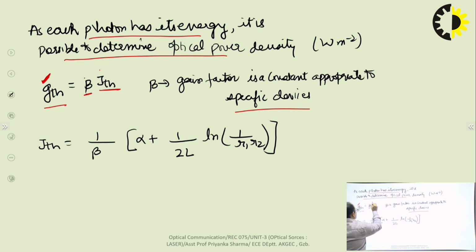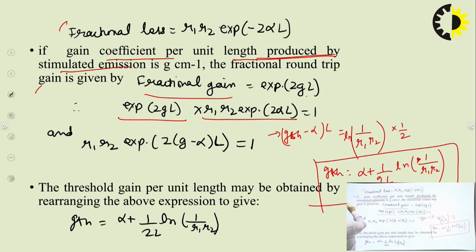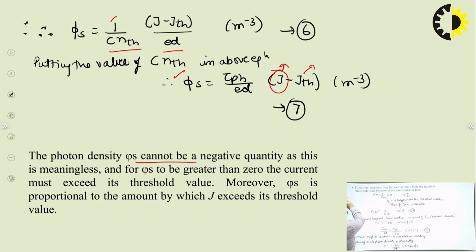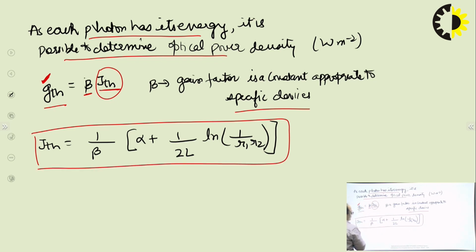So just put the value. The minimum threshold density JTH is equal to 1 upon beta into GTH, and put the value of GTH. As we know, the threshold gain which we required is alpha plus 1 upon 2L into natural log of 1 by R1 into R2. Put this value here. So we will have the minimum threshold current density required, that is equal to 1 upon beta, alpha plus 1 upon 2L into natural log of 1 upon R1 into R2. Clear?